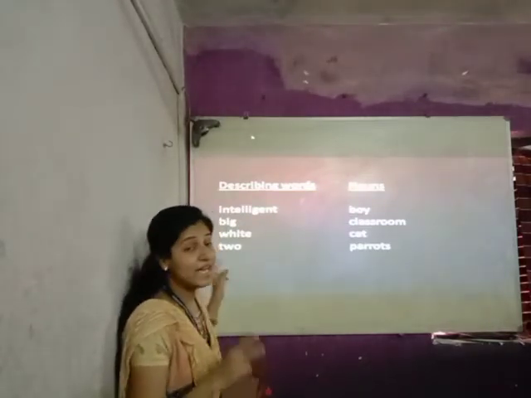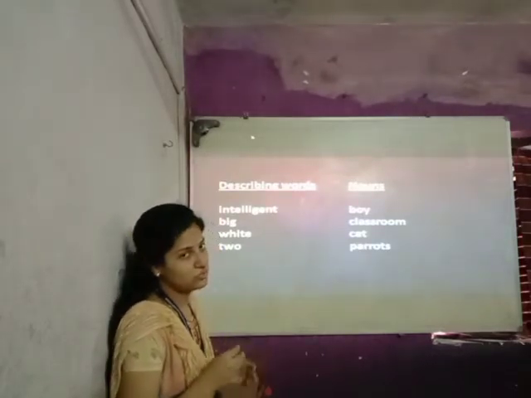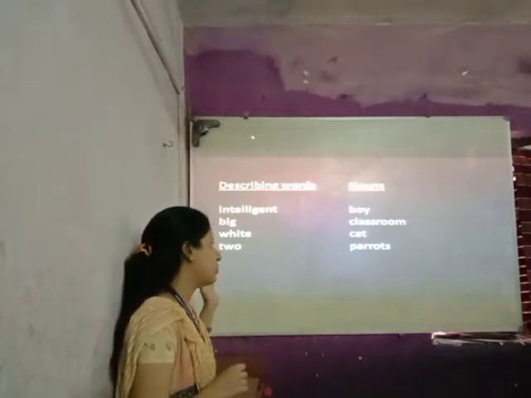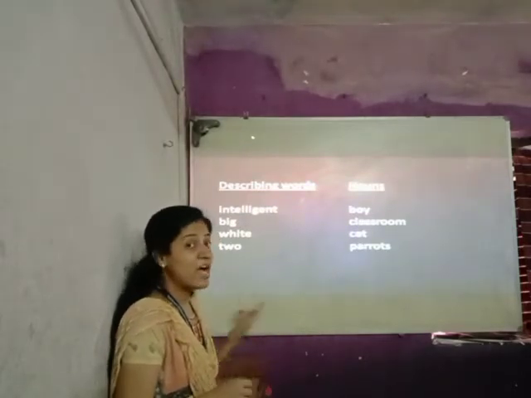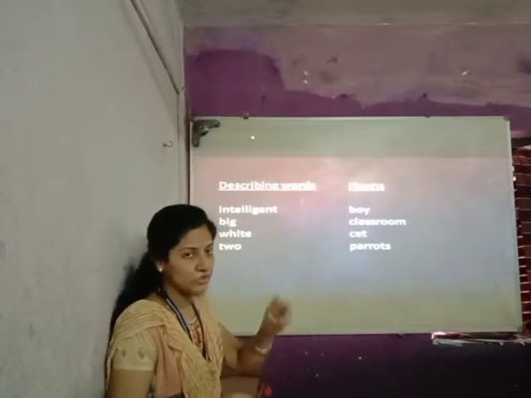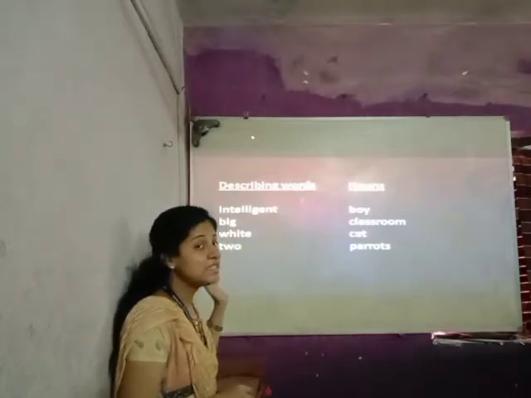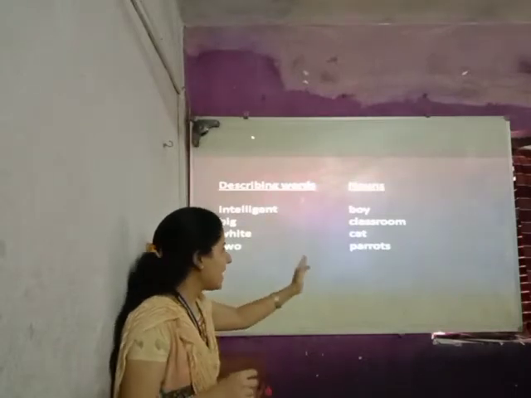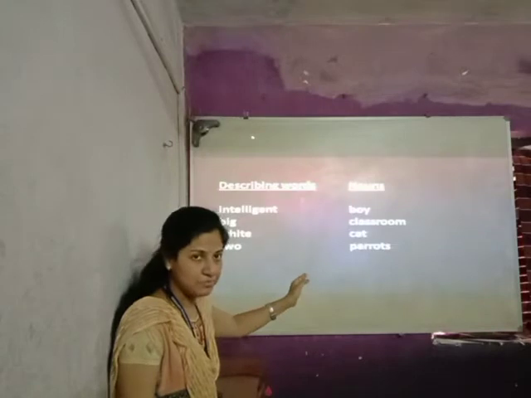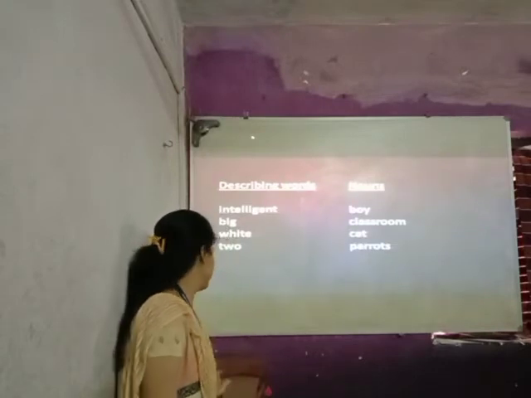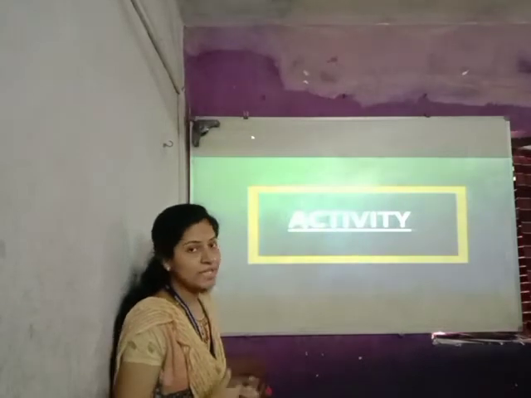Then, there are two parrots. In that sentence, it tells about the quantity of the parrots. There is a parrot, but how many? There are two parrots. So, two is a describing word. And it describes whom? Parrot. So, parrot is a naming word. Understood? Now, this is the time to do an activity.